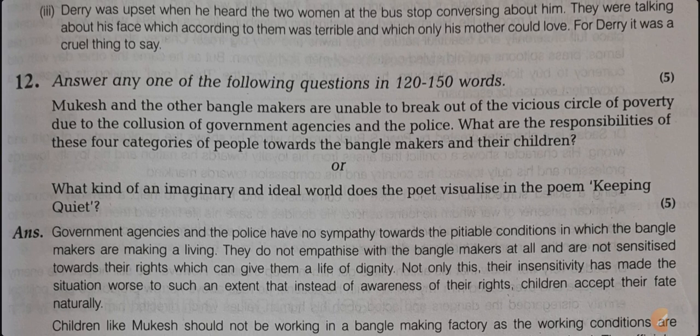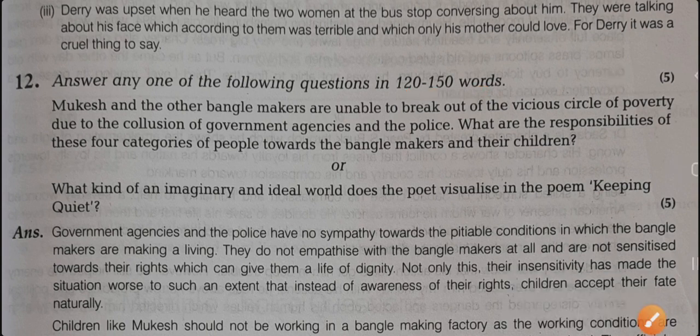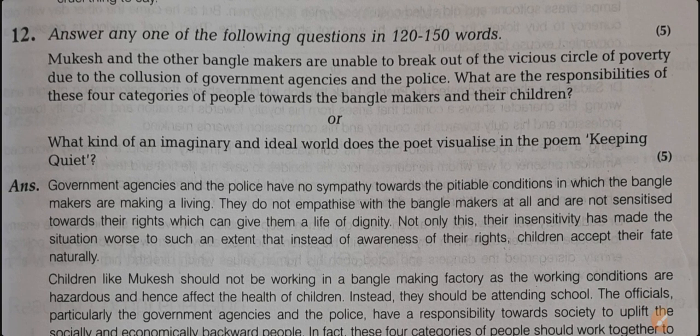Yes. So Mukesh and other bangle makers are unable to break out of the vicious circle of poverty due to the collusion of government agencies and the police. What are the responsibilities of these four categories of people towards the bangle makers and their children? So first of all, children, we should check the word limit. What is the word limit? It is 120 to 150 words, and we should also see the marks, children. It is of 5 marks. So according to the marks and the word limit, we should write the answer. Keep this point in mind.